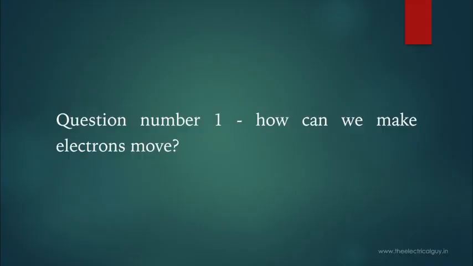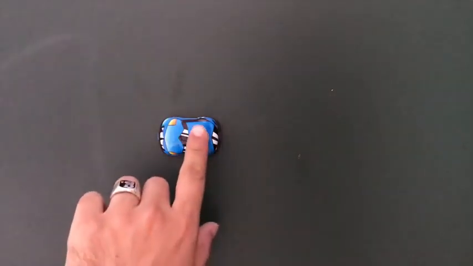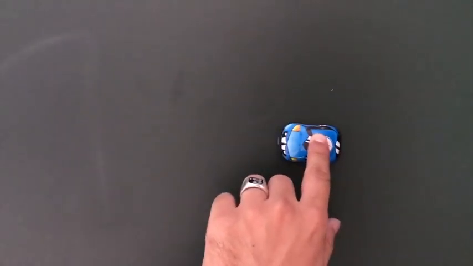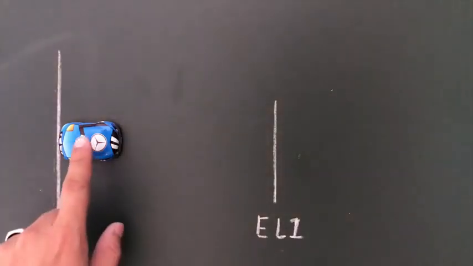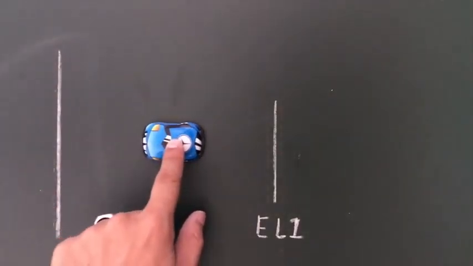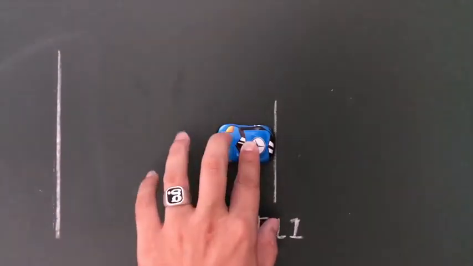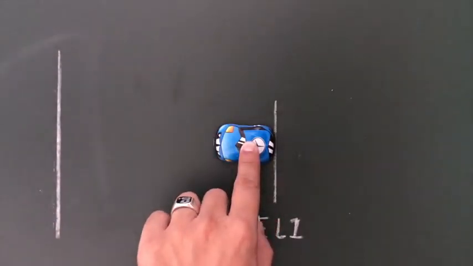Question number 1. How can we make electrons move? We all are familiar with such a toy. If you push this car backward, it gets charged and now it will move forward once we release our hand. At this position, the car is standstill. Let's say now I want to charge this car, and to do so, I'll drag the car backward from the start line to end line 1.